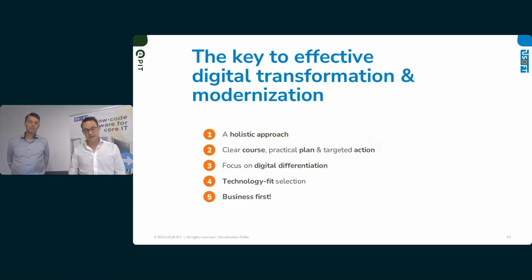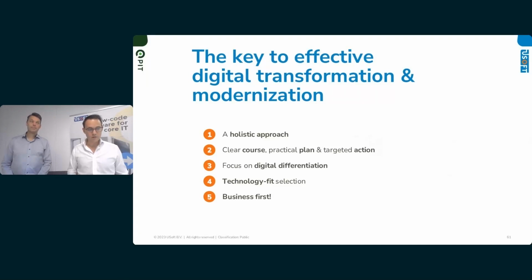And in addition to that, as Ruurd mentioned in his story and we see it as well, as an organization, you should focus on where you can make a digital difference. What is functioning well, or is commercially available, don't use too much time and resources on, but really focus on what helps you stand out compared to your competitors. And then move towards technology fit. Like I said, there's no silver bullet, but finding the right technology fit will be much easier if you have a clear course, practical plan, and targeted action.